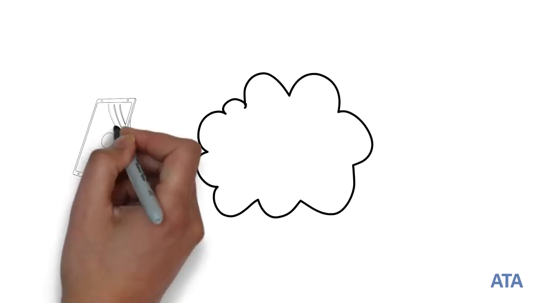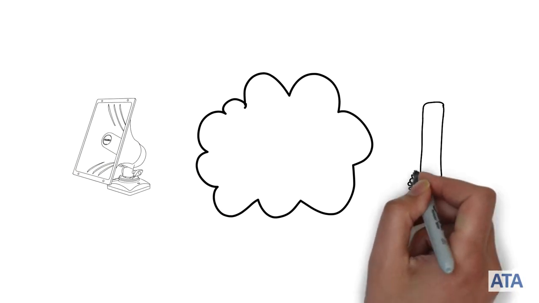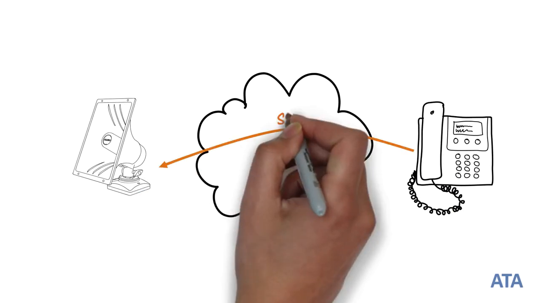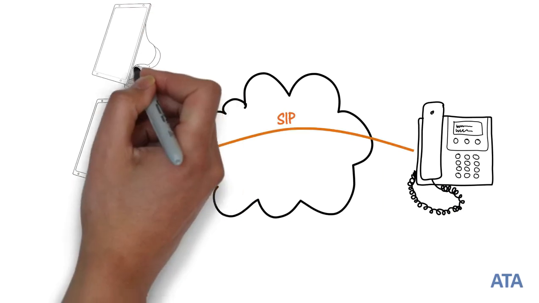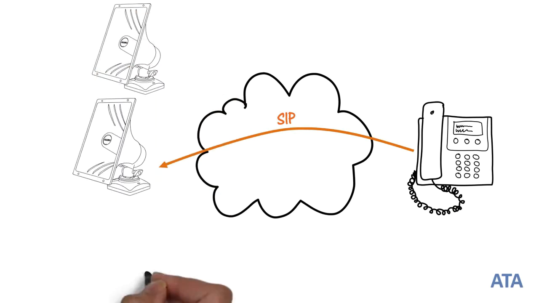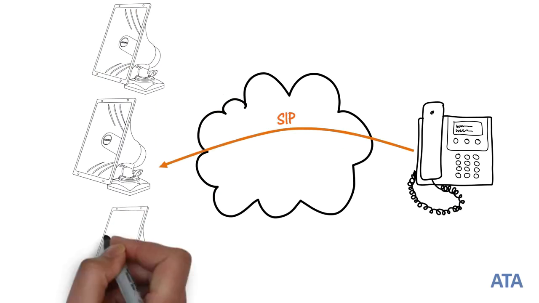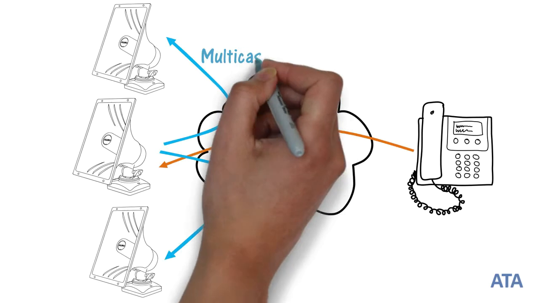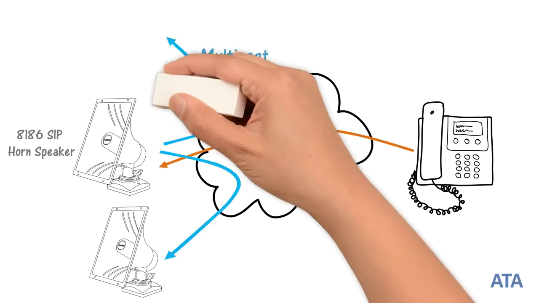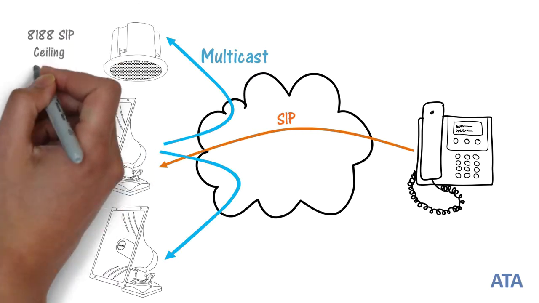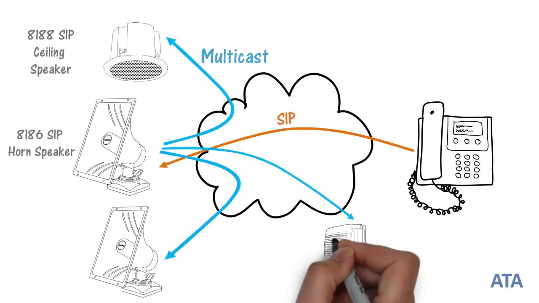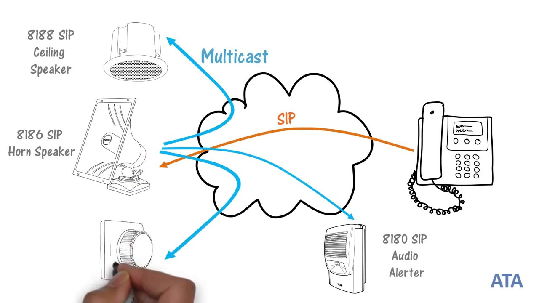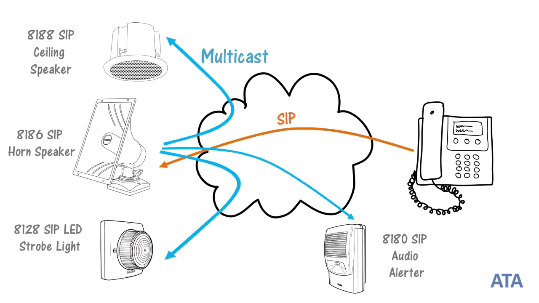To support this, all Algo endpoints, including the 8186, can generate and receive a multicast. This makes the solution scalable from one to many endpoints using a master-slave configuration. Any number of endpoints may be simultaneously activated for paging or notification, where one device sends a multicast to the others. There is no limit to the number of endpoints to include in a multicast. You can even mix Algo endpoints in a multicast to combine different speakers, such as the 8188 ceiling speaker, 8180 SIP audio alerter, and include visual notification with the 8128 SIP strobe light.